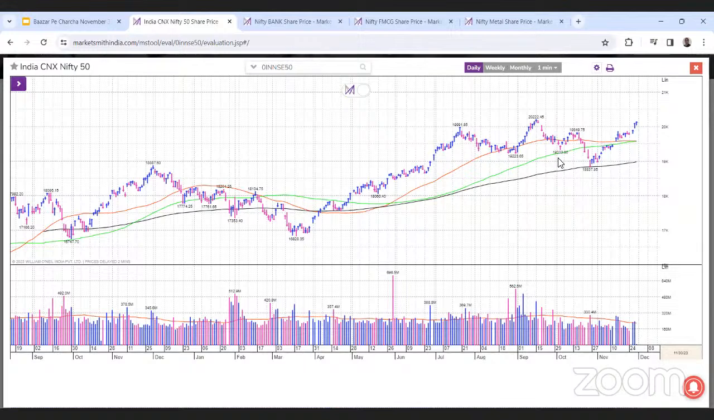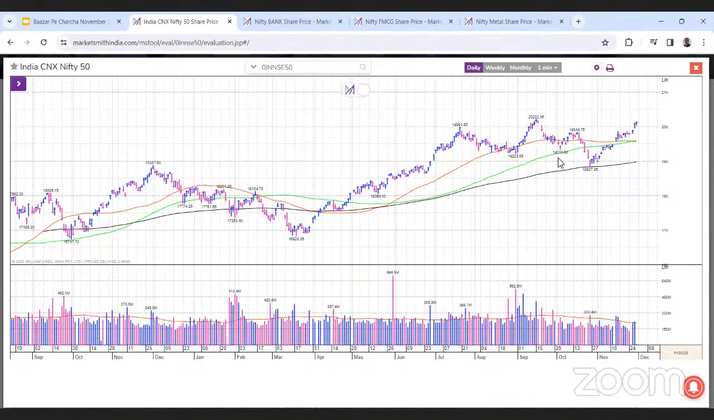So trend is bullish, momentum is bullish, technically well placed, no doubt at all. From a short-term point of view, 1 or 2 or 3 days, I can say that it may face, I'm not saying it will face, it may face some hurdle near the previous all-time high of around 20,200 to 20,300. But now the market is looking good.